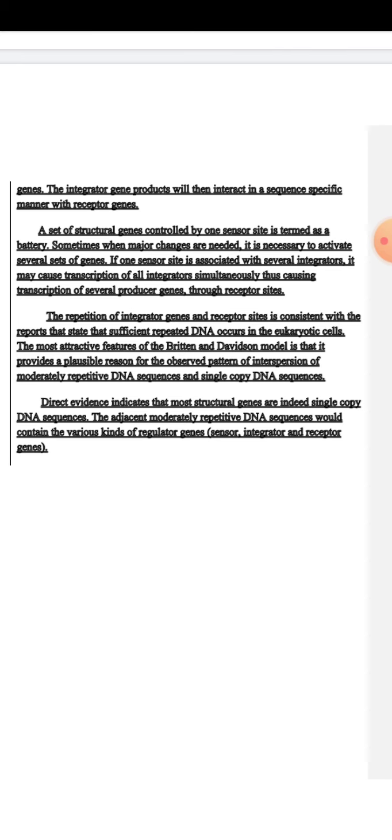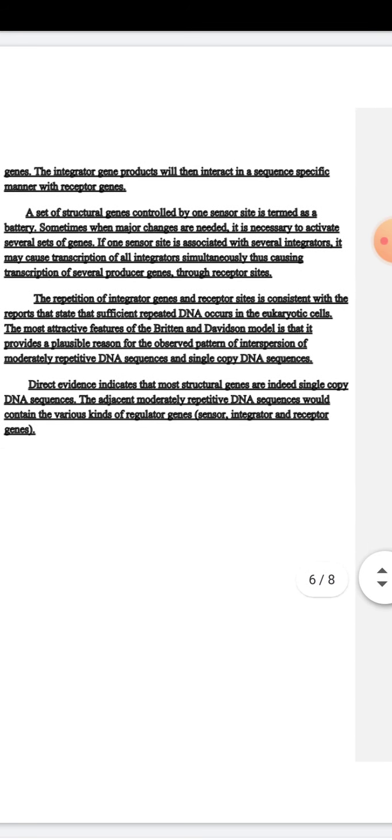Sometimes when major changes are needed, it is necessary to activate several sets of genes. If one sensor site is associated with several integrators, it may cause transcription of all integrators simultaneously, thus causing transcription of several producer genes through receptor sites. The repetition of integrator genes and receptor sites is consistent with the reports that state that sufficient repeated DNA occurs in the eukaryotic cells.